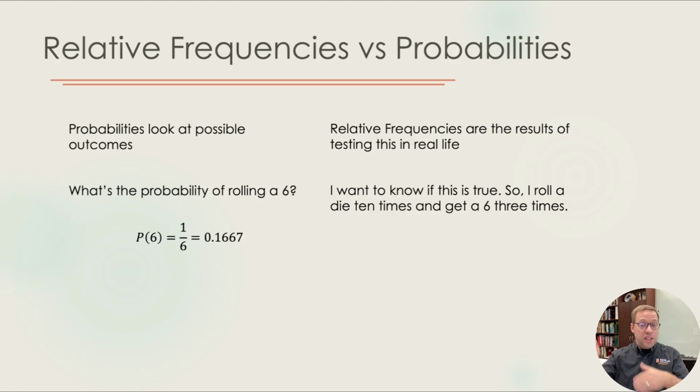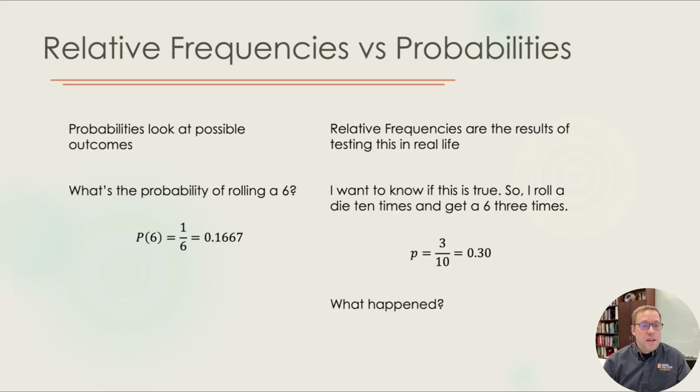All right, now I want to know if this is true. So I'm going to take a die and I'm going to roll it 10 times and I get a 6, we'll say 3 different times. So now I take this frequency or proportion and say, what proportion of my rolls were successfully a 6? Well, by proportion, I'm going to do a little p, and 3 out of my 10 rolls were 6s. And so 3 divided by 10 is 0.30, or 30% of my rolls ended up being 6s.